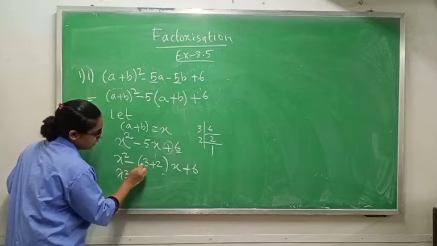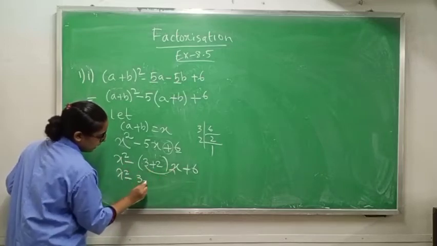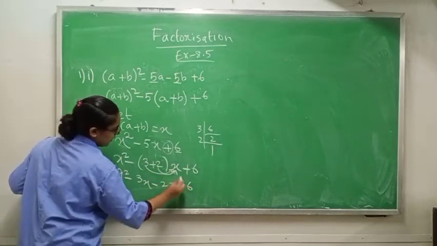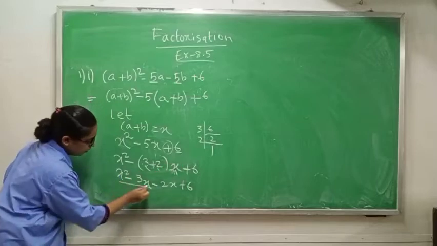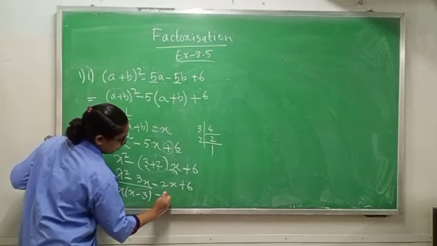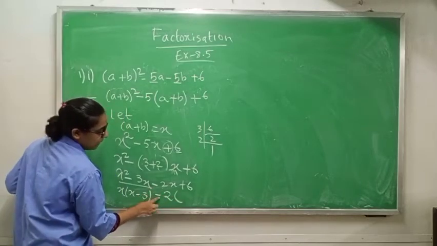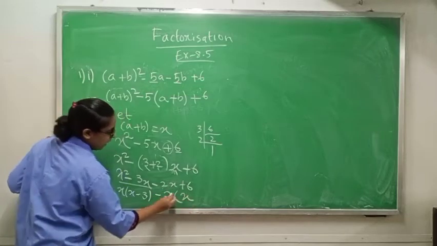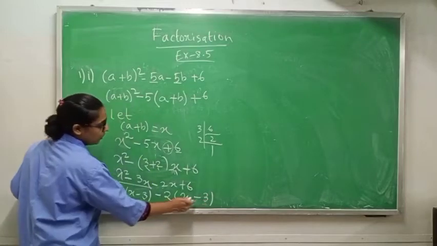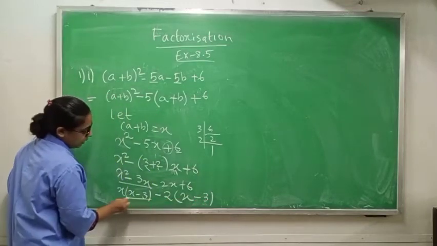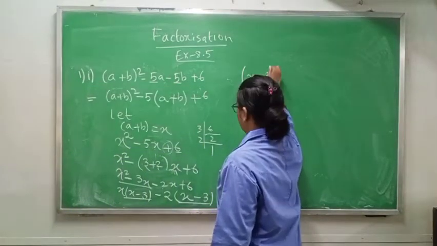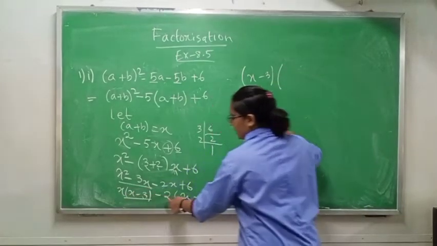Now x square minus 3x, again minus 2x, plus 6. Now from the first two you can take x common, x minus 3, and from the last two you can take 2 as common. When you are taking minus 2 common, x is left, and since you are taking minus common, this plus will become minus, and after taking 2 common it will become x minus 3. Now you can see this one and this one are common, so we can write (x - 3), and what is left? (x - 2).